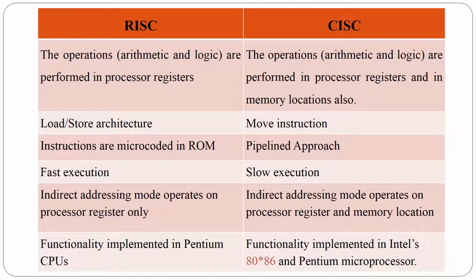In RISC, indirect addressing mode operates on processor register only, whereas in CISC, indirect addressing mode operates on processor register and memory location. In RISC, functionality is implemented in Pentium CPUs, whereas in CISC, functionality is implemented in Intel's 80x86 and Pentium microprocessor.